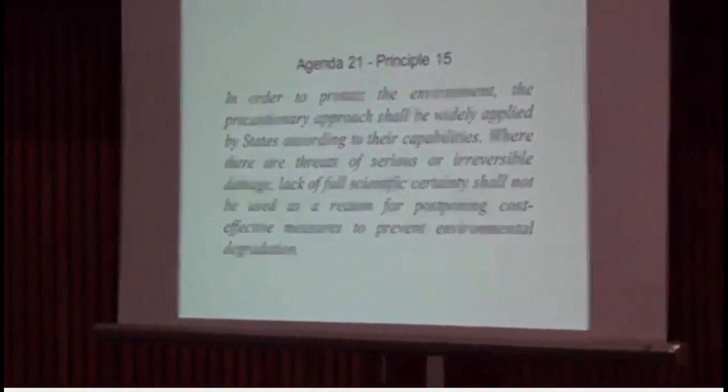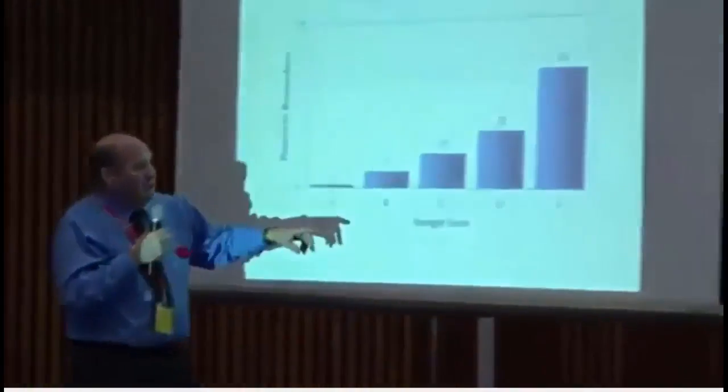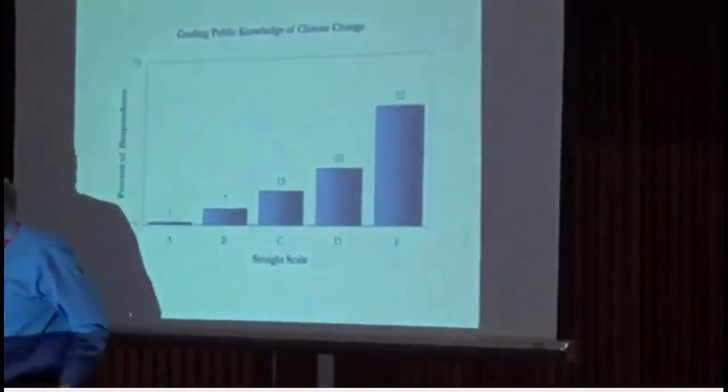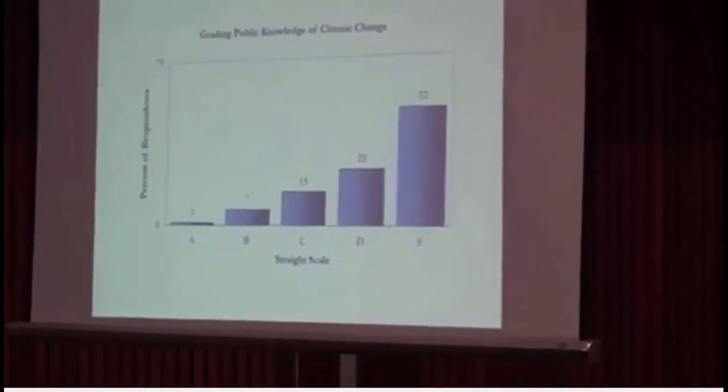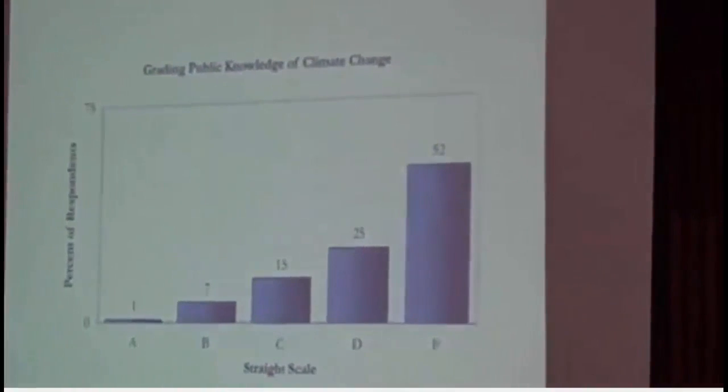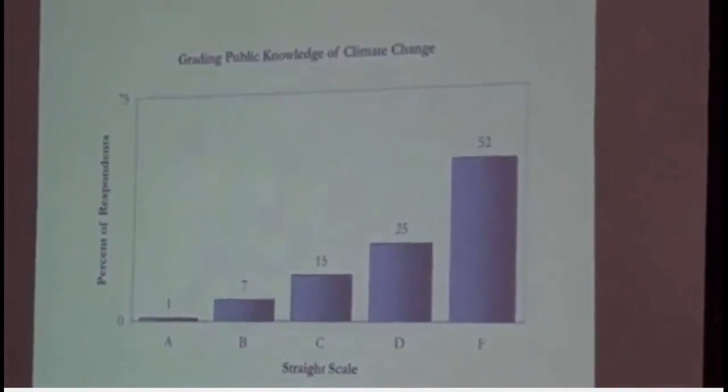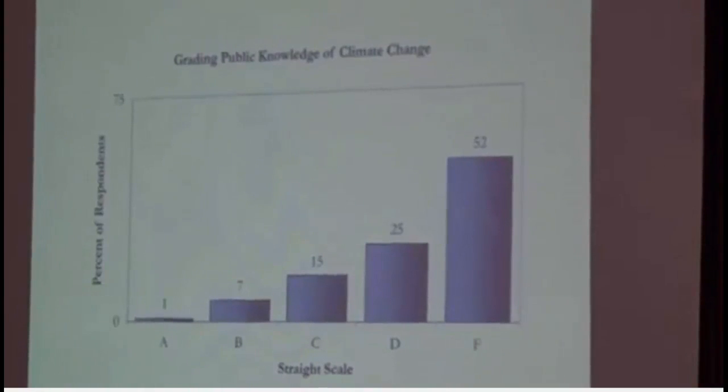This, of course, is the precautionary principle built into, in bureaucratic terms, put into the Agenda 21. And it just allows them to do whatever they want. They decide when there's a problem, and it's built there. I mentioned in my earlier comments about the Yale study. This is the grading of public knowledge of climate change, and you can see here that 77% failed the test. The results are quite shocking. But it's why, of course, the public simply say, I don't understand it, so I'm not worried about it.